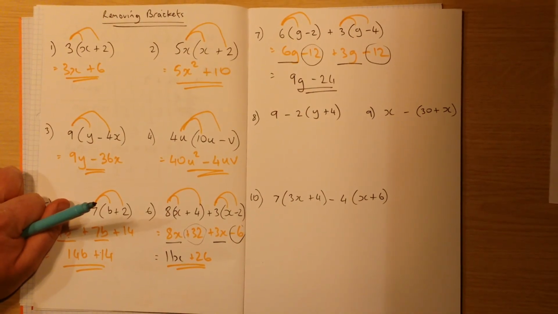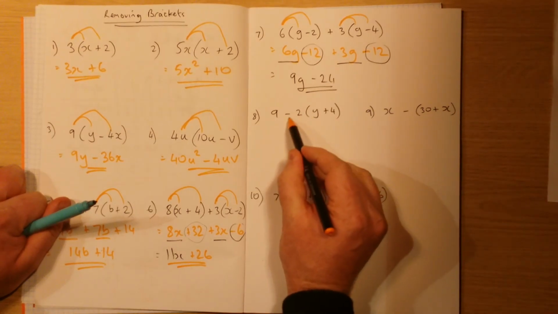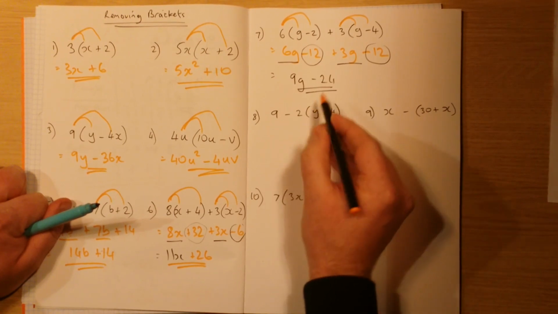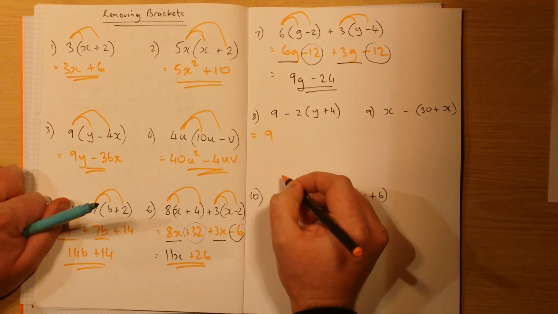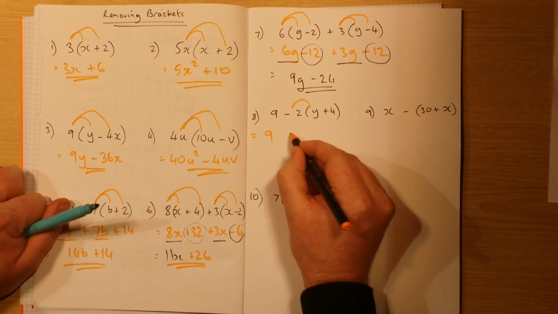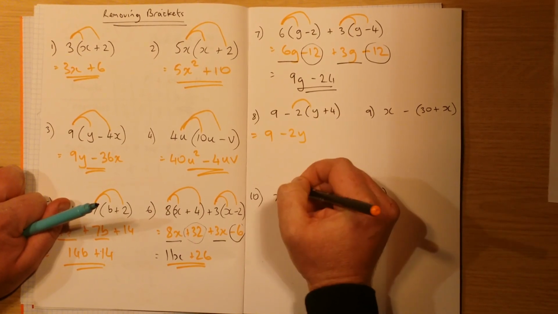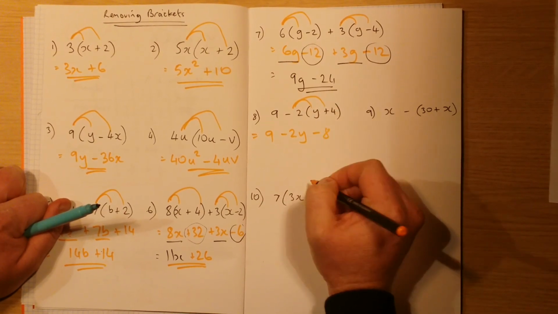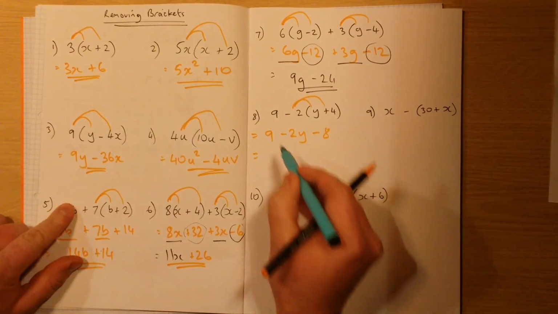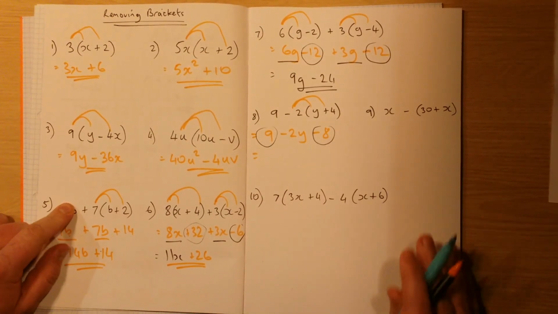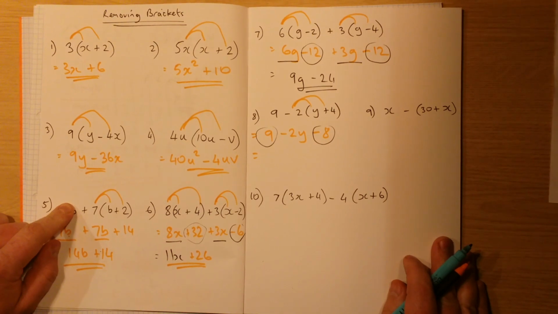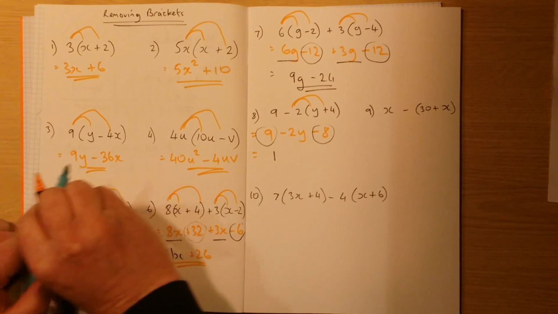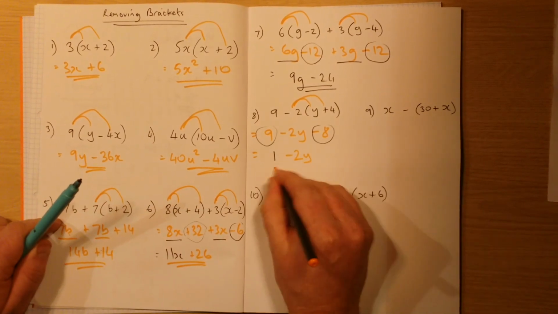Question number 8 here. Some people get confused with this because of this minus 2. Now, the coefficient of the bracket is not just 2, it's minus 2. So I'm still going to have my original 9. Then I'm going to have minus 2 times y gives me minus 2y. Minus 2 times 4 is going to give me minus 8. And then I have to tidy it up. So I've got a positive 9 and a minus 8. And if I add up a positive 9 and a minus 8, that's going to give me 1. And then I've still got my minus 2y. That's my final answer.